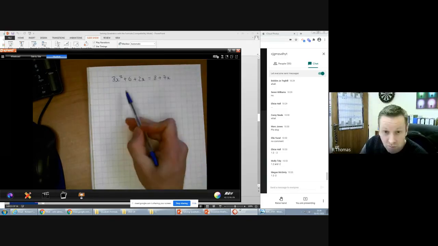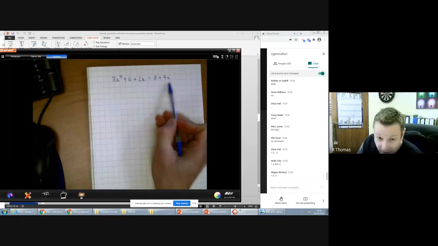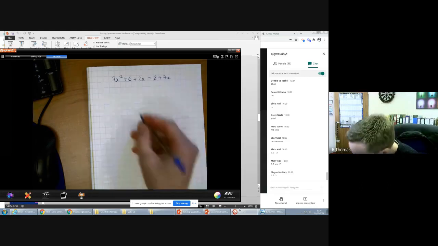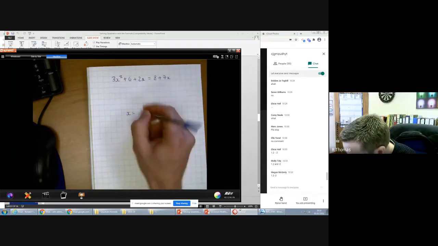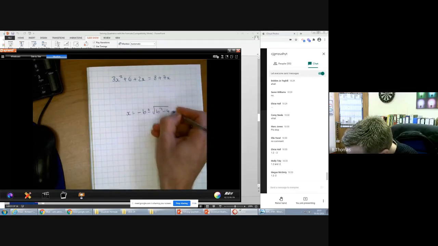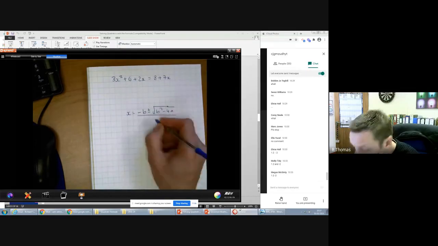Right, so bring that 8 over, bring the 7x over, tidy it up, get it in the right form, write down A, B, and C, chuck it all in the quadratic formula.